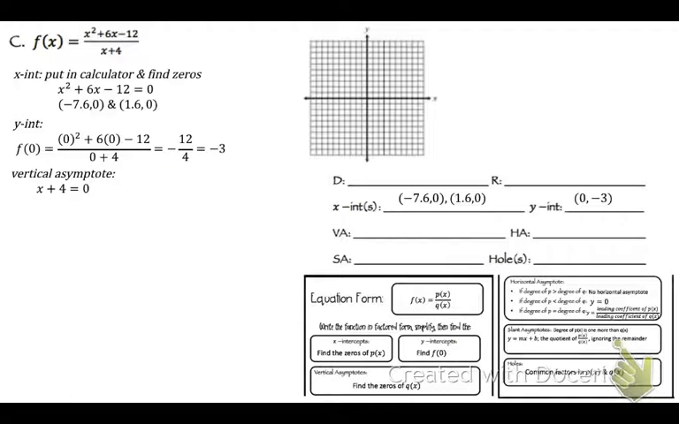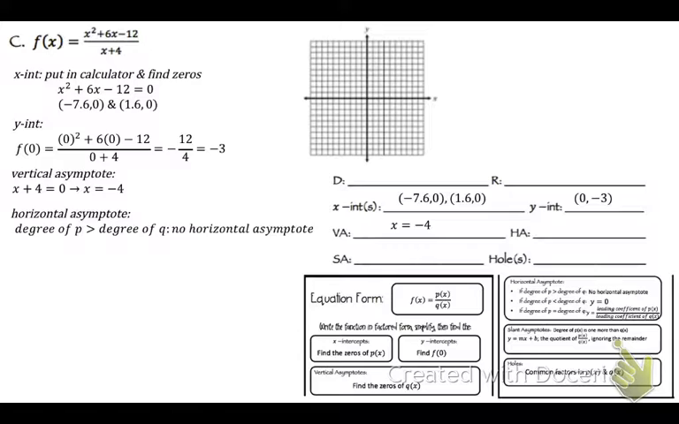Vertical asymptote, you have x plus 4 equals 0, which means x equals negative 4. Horizontal asymptote, the degree on top is exactly 1 more than the degree on bottom. So there is no horizontal asymptote.